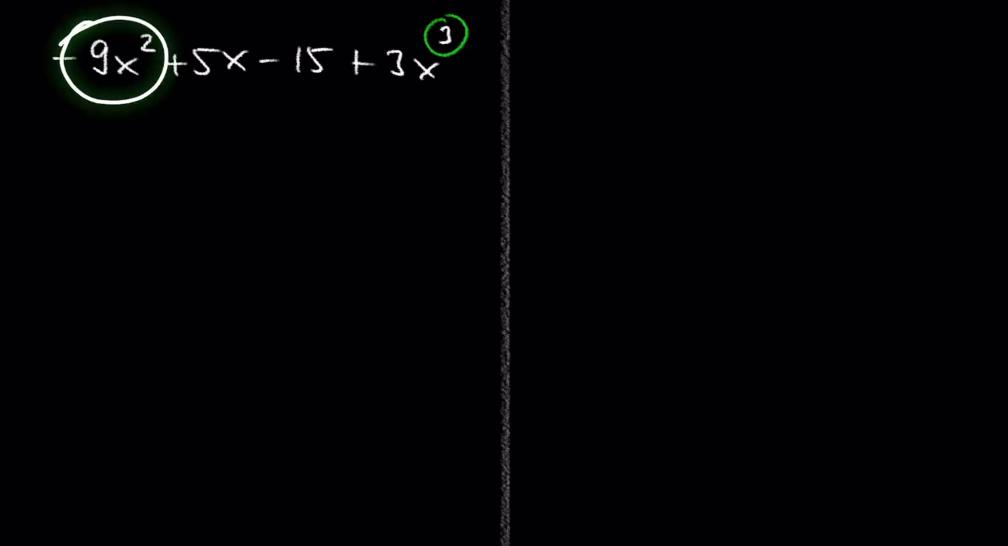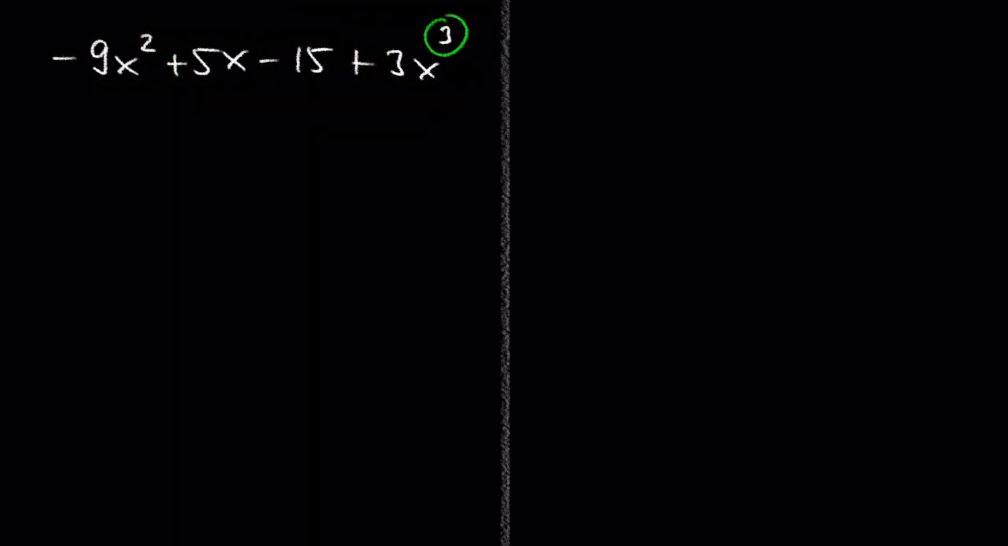What we're going to do today is factorize cubic polynomials by grouping. Let's start with this example. Negative 9x squared plus 5x minus 15 plus 3x cubed. The highest degree of this polynomial is 3, also called a cubic polynomial, with 1, 2, 3, 4 terms.